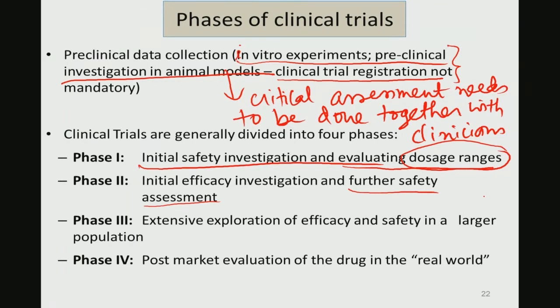And phase 4 involves post-market evaluation of the drug, like the drug is already marketed in the real world, and then how these drugs are used by the people in society, what their health conditions are, and how certain diseases are now treated in a much better manner compared to earlier. So, all those evaluations need to be done in phase 4, but normally most clinical trials are done up to phase 2 or in some cases go to phase 3.